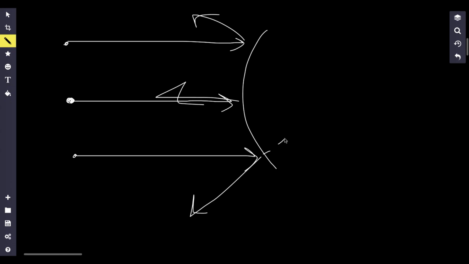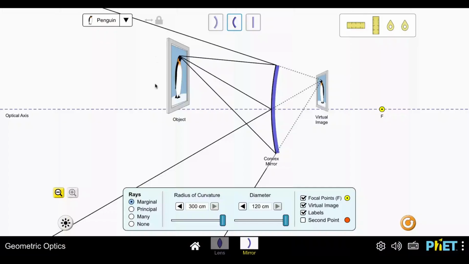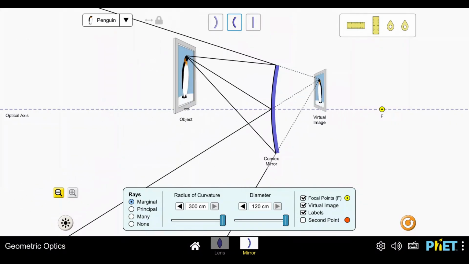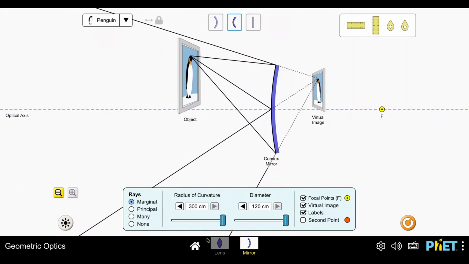However, if I draw imaginary lines, and once again, because I have to draw imaginary lines, my image is virtual, right? And they're all coming from this single point. Well then, convex mirrors are always going to form virtual images. And that is exactly the case here, all right? It doesn't matter where it is, it's always going to form virtual images.